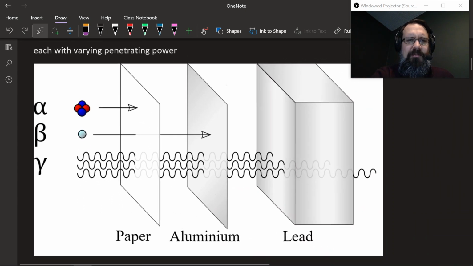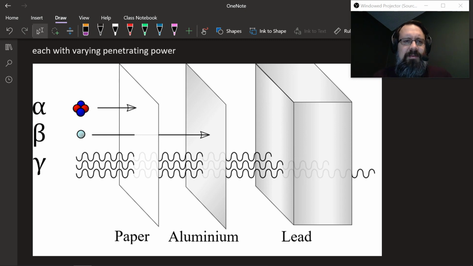Do you guys have any questions for me about the penetrating power or any of this radiation stuff right now? What questions do you have?